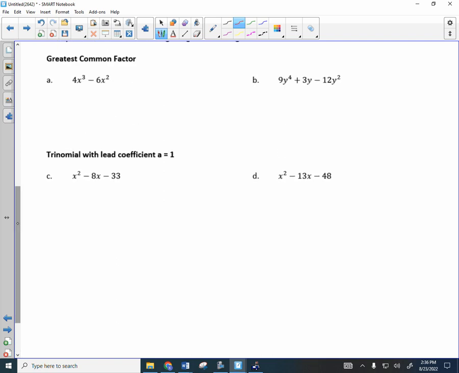Common factor. Greatest common factor is always the first factoring method we look towards. What do you take out? 2x squared. I take that out. 2x squared times what is 4x to the 3rd? 2x. 2x squared times what is negative 6x squared? So I got a 3 right there, and that's factored. Okay. You do letter B on your own. Go.